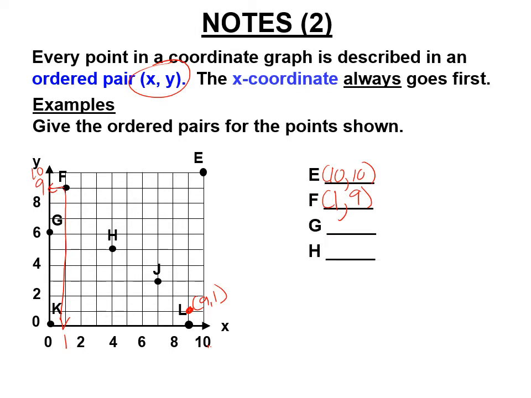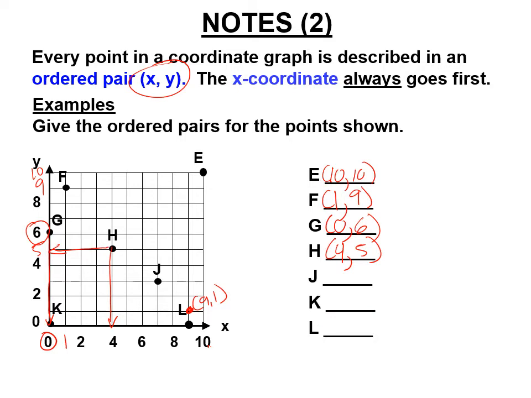So let's do some more of those. Let's do G and H. Now G, you have to go down here and get that 0 first. Then you write the 6. If you wrote (6, 0), that's over there, where you got the 6 first. It's (0, 6). You always get the first number from X. All right, so where is H? H is at (4, 5). Halfway between 4 and 6 is 5.